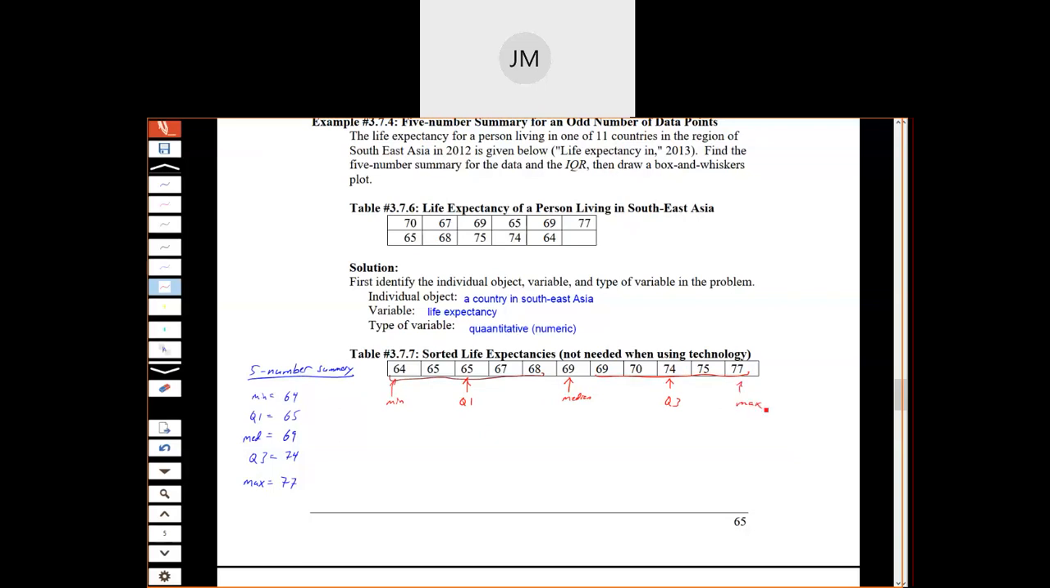Okay, so once we had this written in numerical order, finding this by hand wasn't really difficult either, but I encourage you to use your calculator. That way when you have like an even number of stuff, you don't have to worry about finding averages and stuff. It just makes everything a little bit smoother.